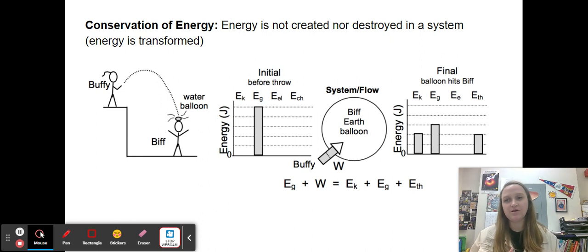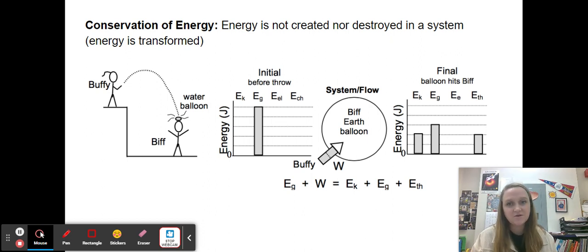So I've got an example here. We've got Buffy throwing a water balloon at Biff. At the beginning, you'll notice our system is the Earth, the balloon, and Biff. Buffy's not in the system. So at the beginning, we've got just gravitational energy because the balloon is up high. And then you'll see in the middle, we've got Buffy applying work to the balloon because she's not in our system. And then at the end, we've got kinetic energy because the balloon is moving. We've got gravitational energy because there's some height still above the ground, because we're considering our zero point at the bottom. And then we've got thermal energy.